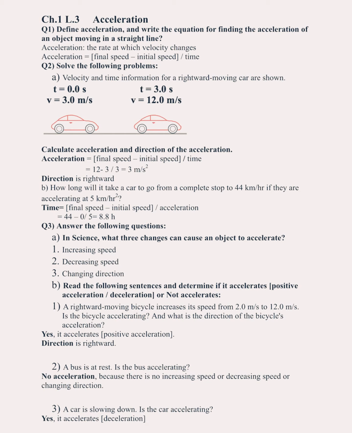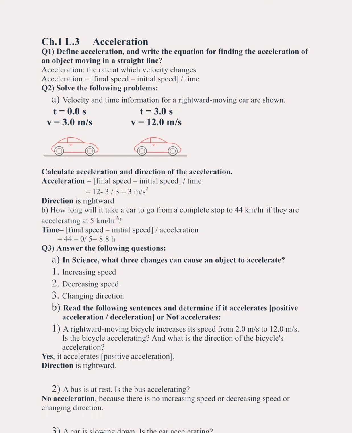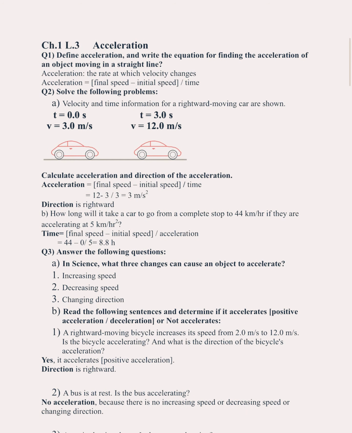For the velocity, at the beginning it was 3 meters per second, and here it is 12 meters per second at last. So it means that the speed is increasing. Calculate acceleration and direction of the acceleration. As we said, the equation of acceleration is acceleration equals final speed minus initial speed divided by time. What is the final speed here? It is 12, right? And the initial speed is 3. So 12 minus 3 divided by time, which is 3, equals 3 meters per second square.